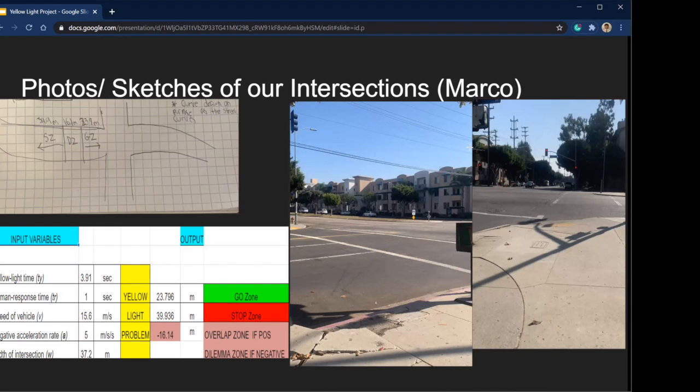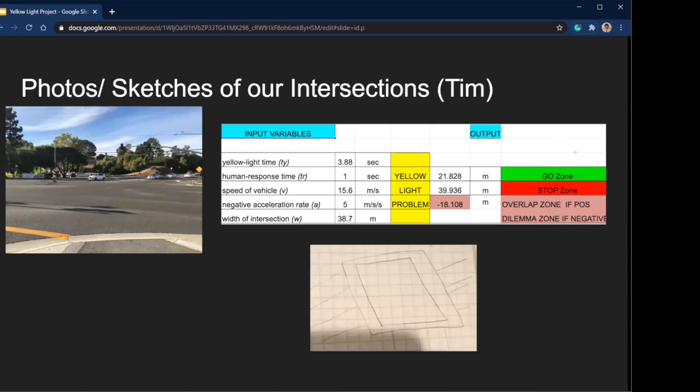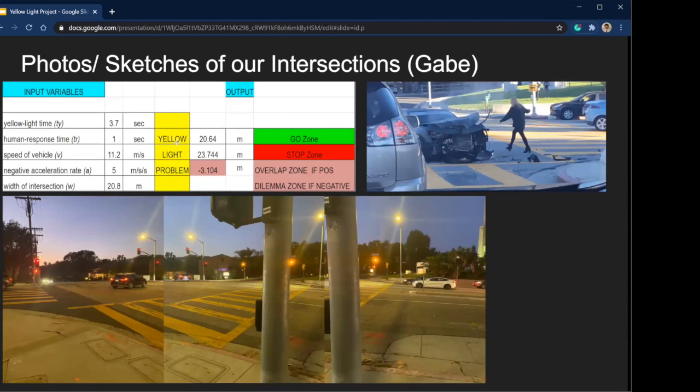So this is the photo and sketch of my intersection where I have a 16-meter dilemma zone. These are the photos of my intersection where there is an 18-meter dilemma zone. And these are the photos of my intersection where I have a 3-meter dilemma zone.